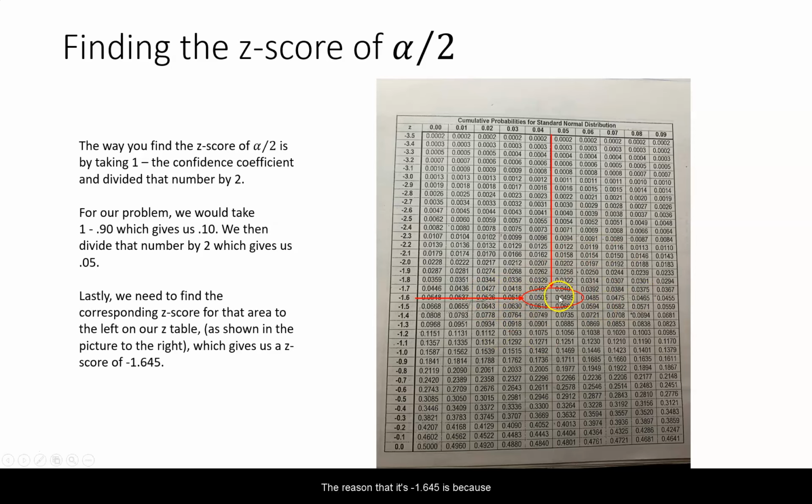The reason that it's negative 1.645 is because the alpha divided by 2 gives us an area to the left that falls between two z-scores that are equidistant from each other. In this case, negative 1.64 and negative 1.65 are both 0.0005 away from being the correct z-score. So we add the two z-scores together and divide that number by 2 to take the average, which gives us our negative 1.645.